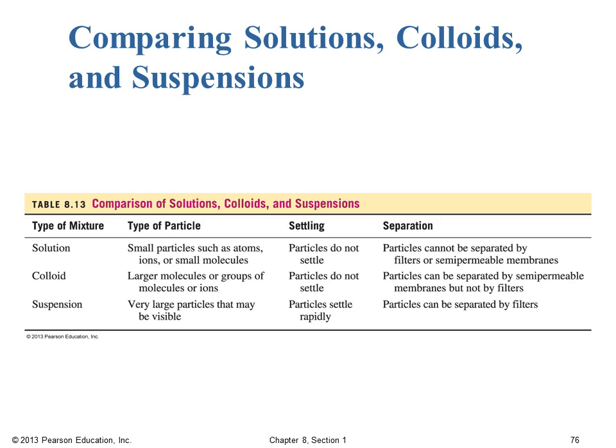This is a nice table summary of these different types of mixtures: solution, colloid, suspension. One thing we can look at is the size of the particles and molecules. Solution, very small; colloid, large; suspension, very large. You can look at the settling. Solutions and colloids do not settle, suspensions do settle. And then you can compare the separation techniques. Solutions cannot be separated by filters and membranes. Colloids can be separated by membranes but not filters. Suspensions can be separated by membranes and filters.